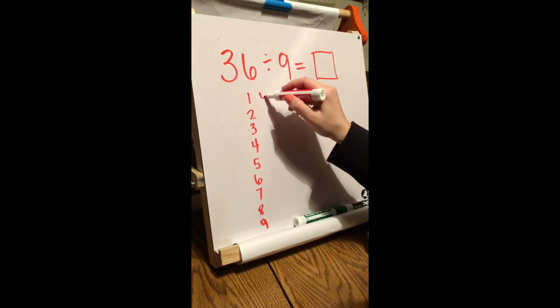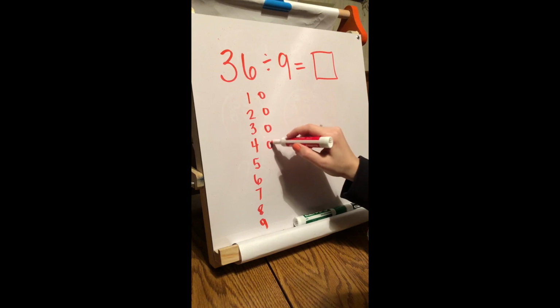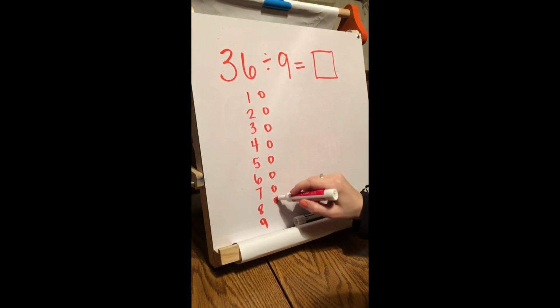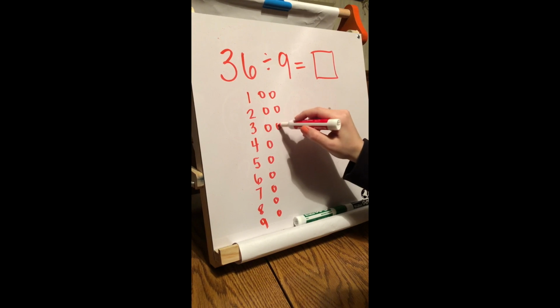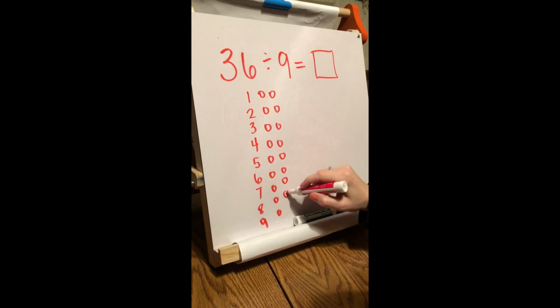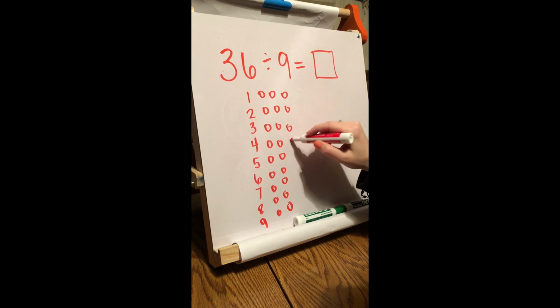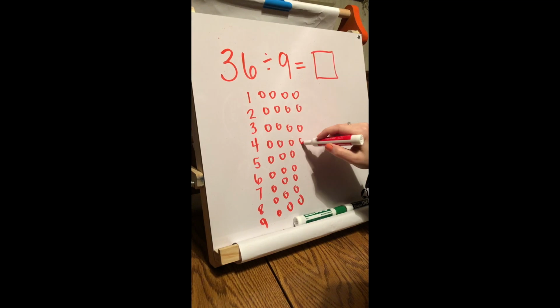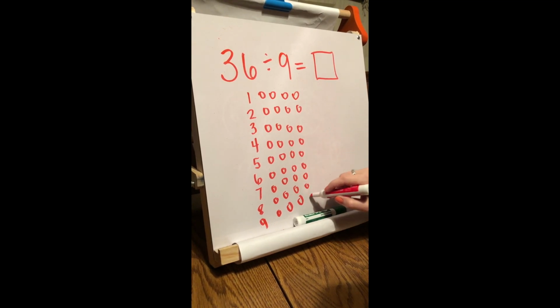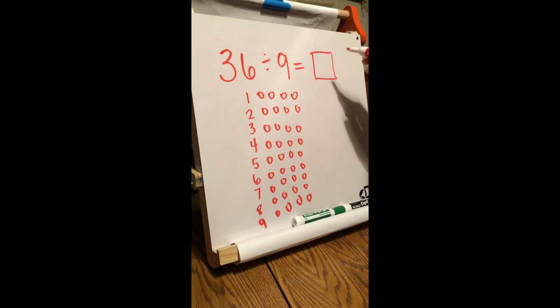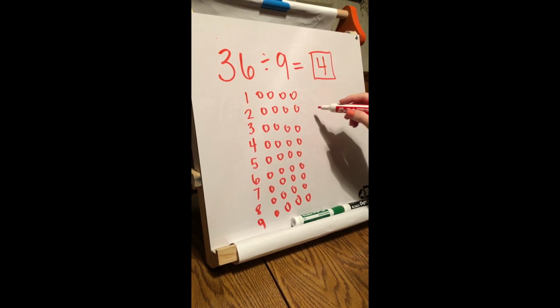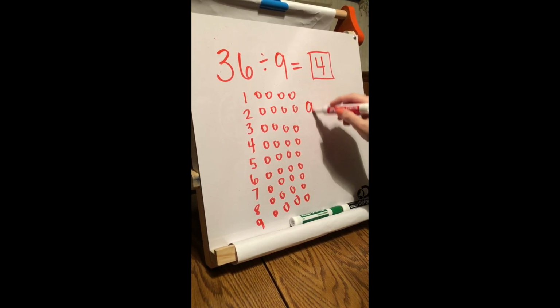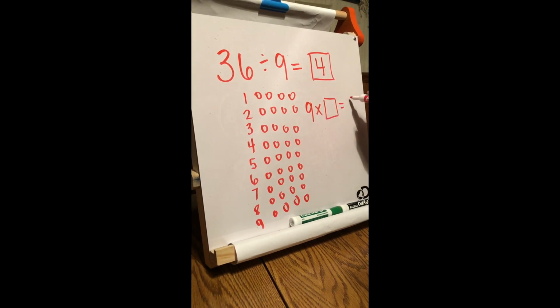And we're going to give 1 to each row all the way to 36. So here we're at 18, 7, and 36. So we know that in each row there are 4, and we can check it using our multiplication fact. 9 times what equals 36, and we know that the factor 4 belongs there, so we checked our division with a multiplication fact.